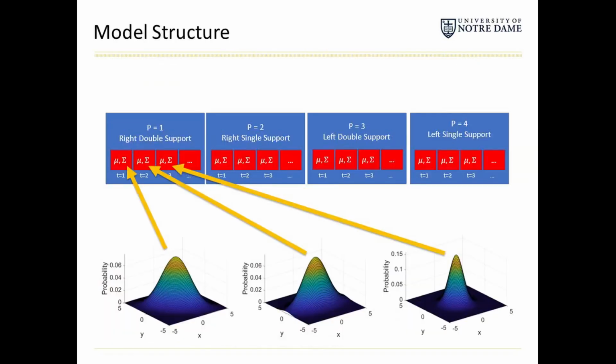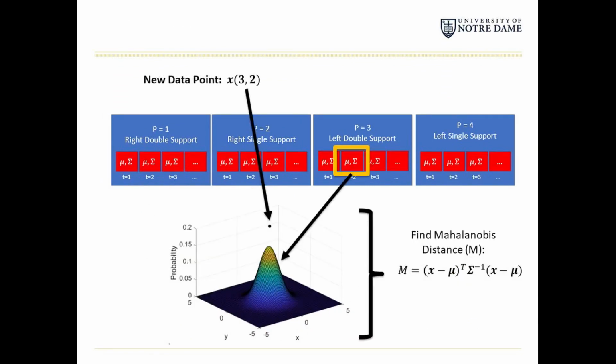The algorithm begins by building a Gaussian model of the onboard sensor measures for every time step of each gait phase based on a set of training data. When the algorithm is in use, each new data point is compared with the Gaussian model by finding the Mahalanobis distance. The larger the Mahalanobis distance, the more likely there has been an intent change.